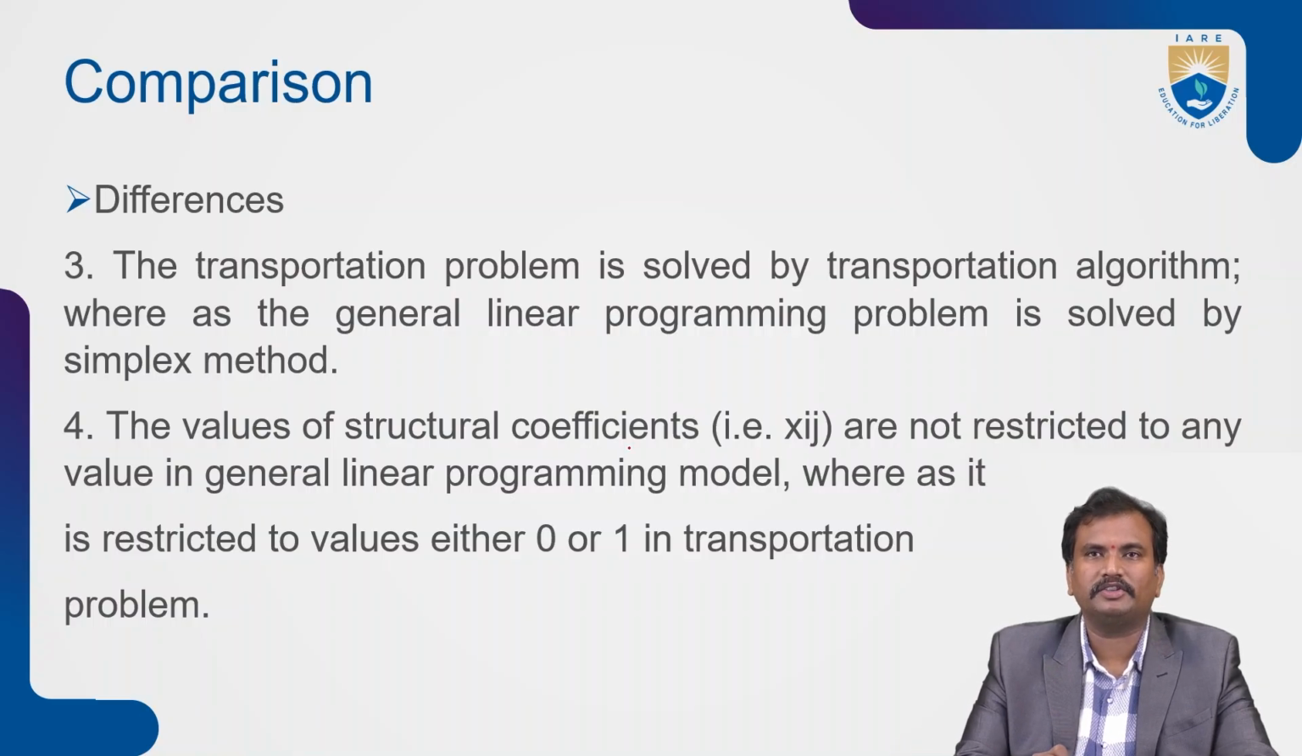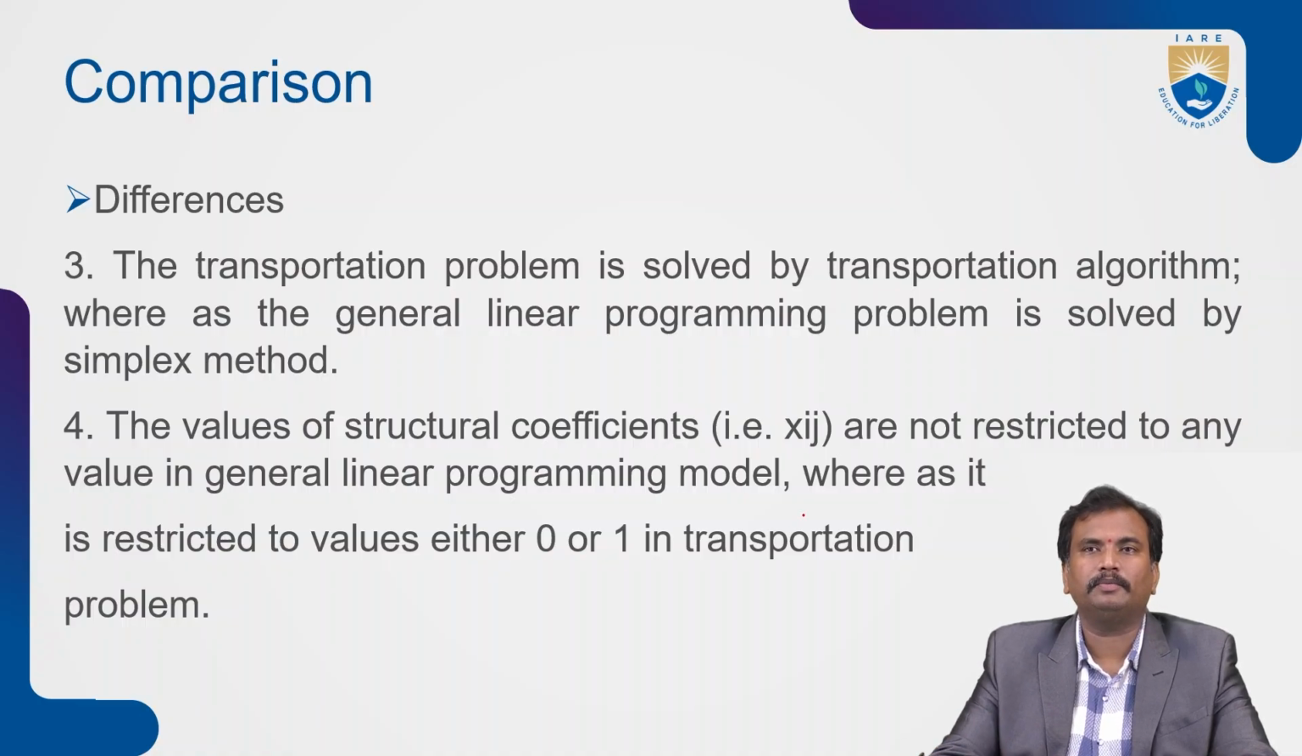The values of structural coefficients, xij, are not restricted to any value in a general linear programming model, whereas in the transportation problem they are restricted to values of either 0 or 1.